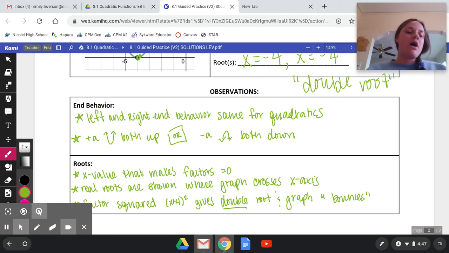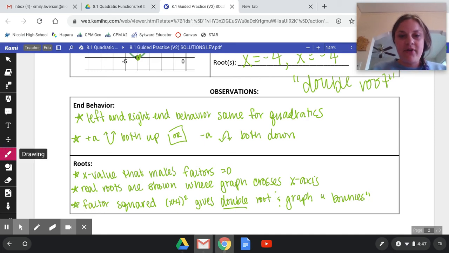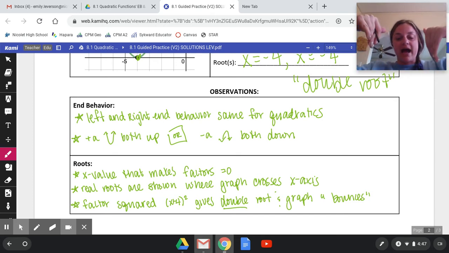Okay, so hopefully you've taken some time to think about some of the different things that you notice. These are the things that I noted. So for your end behavior, the left and the right end behavior will always be the same. They're either both going up or they're both going down, depending on your A value. If you have a positive A value, then they're both opening up. If you have a negative A value, they are both opening down. And both sides are going down, okay? The left and the right, both going up, both going down.